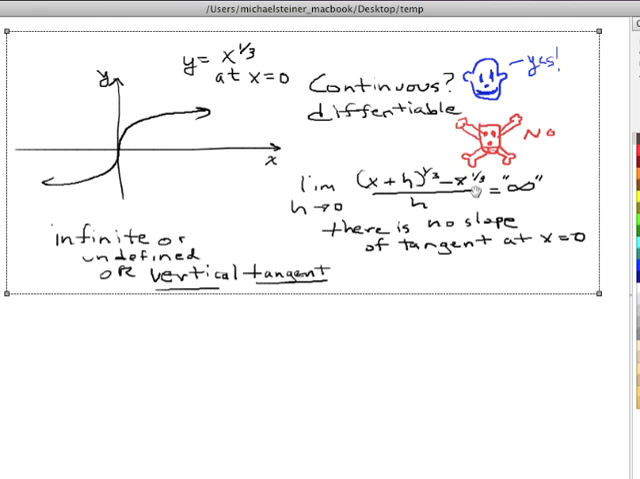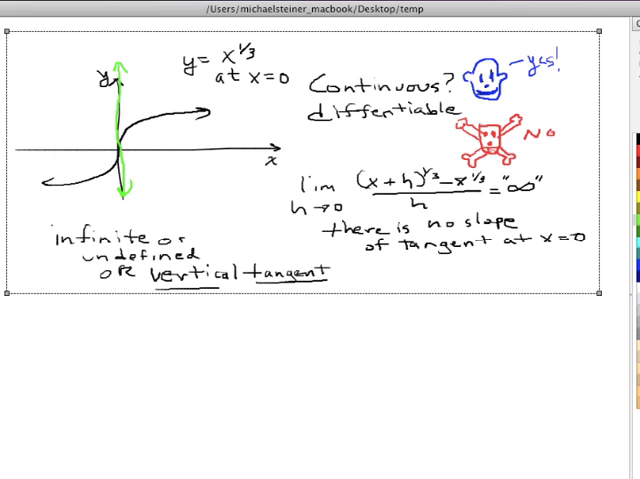We'd get an infinite answer. No matter how small we make h, we keep getting a larger number. And there is no slope of a tangent at x equals 0. If we drew a tangent line right there, it would be, what do we draw tangent lines in? Green. It would be right here. It would be the y-axis. It would be the line x equals 0.